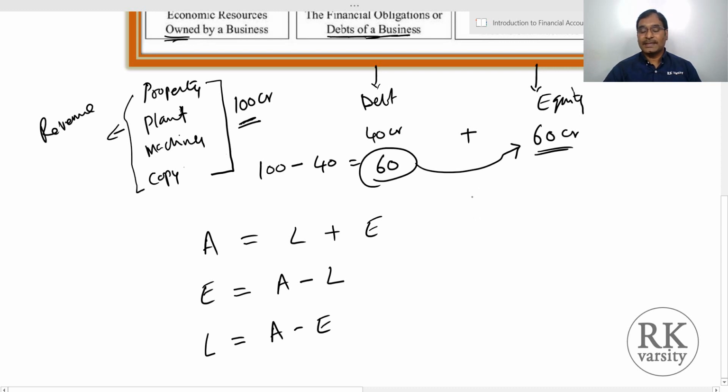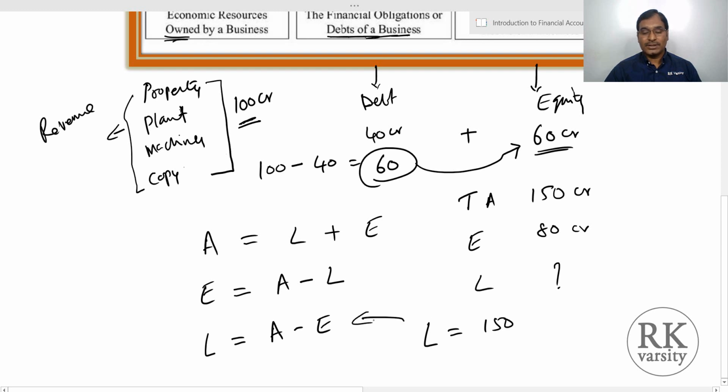Let's take a simple example. Suppose a company has total assets of 150 crore, and the owner's contribution, that is the equity, is 80 crore. Then what is the liability? To calculate the liability, we use this equation: total assets, that is 150 crore, minus 80, which gives you 70. So 70 is the liability.